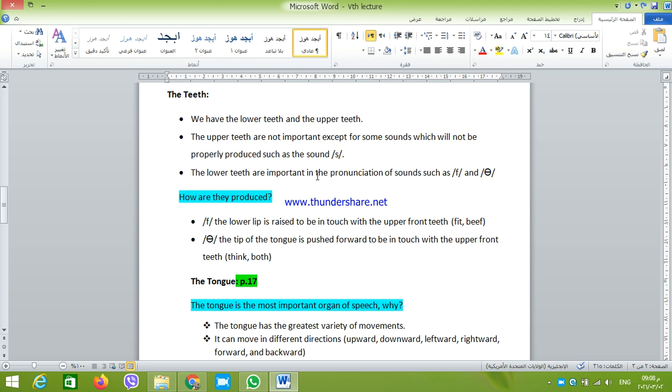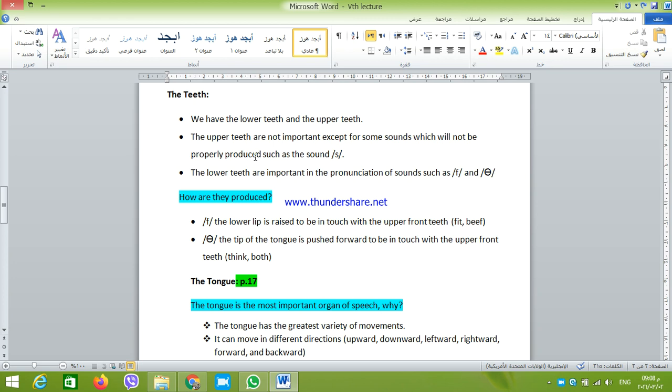Now, the teeth are also very important here. We have the lower teeth and the upper teeth. The upper teeth are not important except for some sounds which might not be pronounced in a correct way when the upper front teeth are missing.